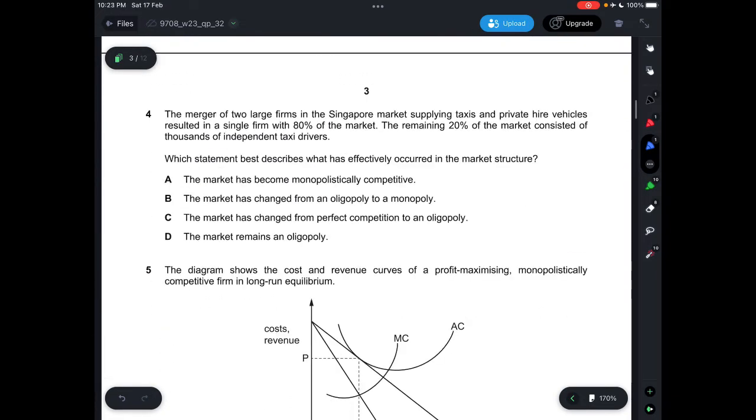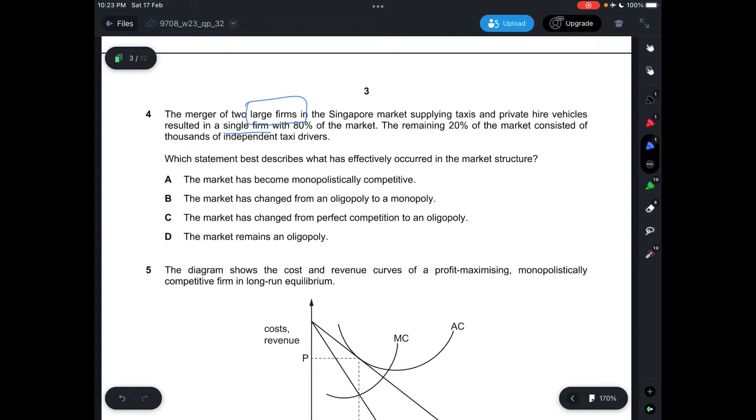All right. Okay, for question 4, the merger of two large firms in the Singapore market supplying taxis and private hire vehicles resulted in a single firm with 80% of the market. The remaining 20% of the market consisted of thousands of independent taxi drivers, and which statement best describes what has effectively occurred in the market structure? Okay, so the merger of two large firms, which can mean an oligopoly, then they merge, resulting in one firm. So one firm meaning monopoly with 80% of the market.